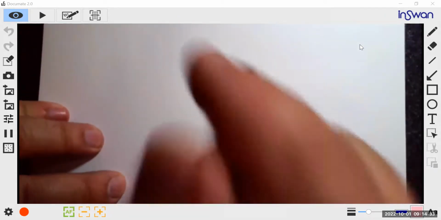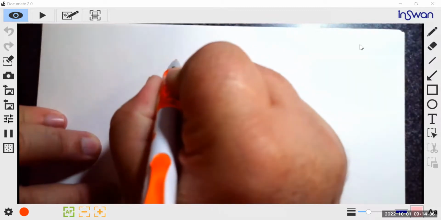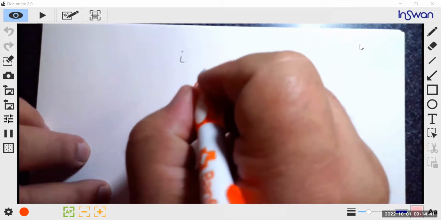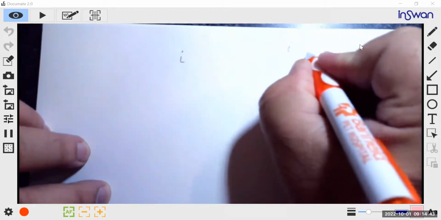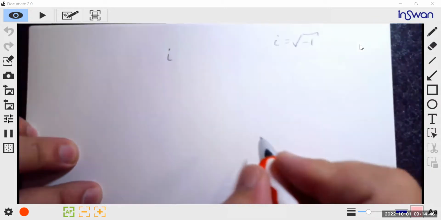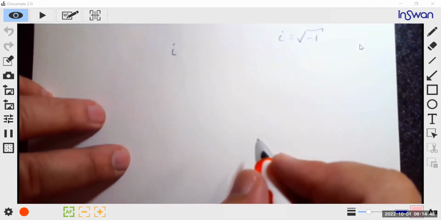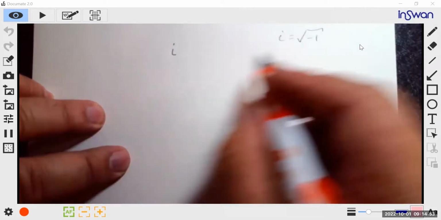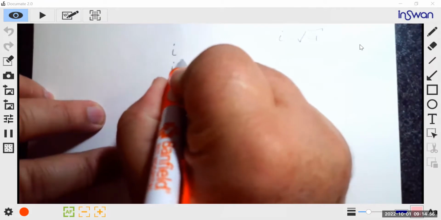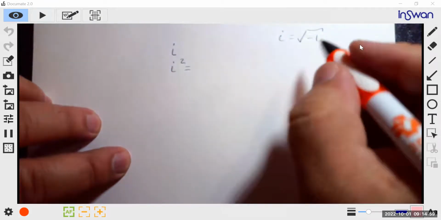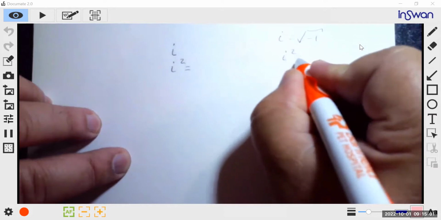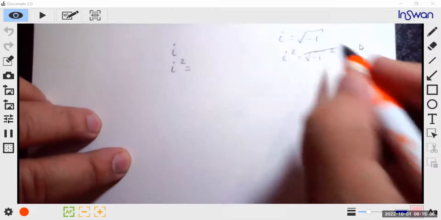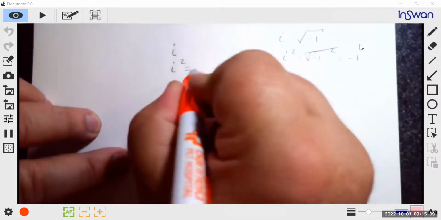What do we know so far? We know that we begin with i. Remember, i is equal to the square root of -1. And if we square both sides, i squared is the same thing as -1.